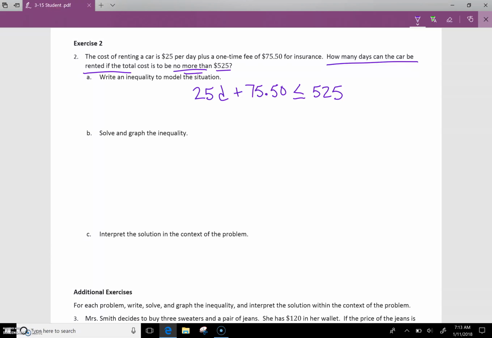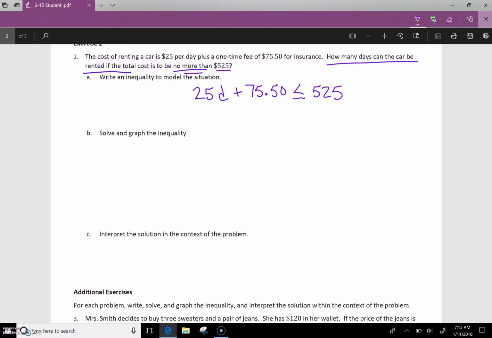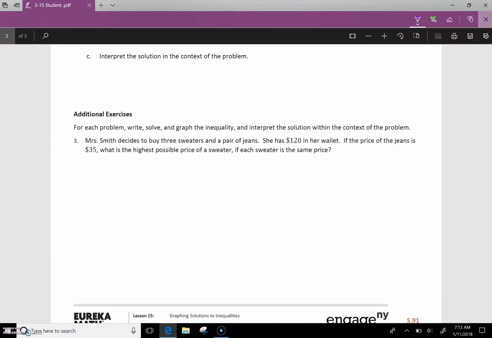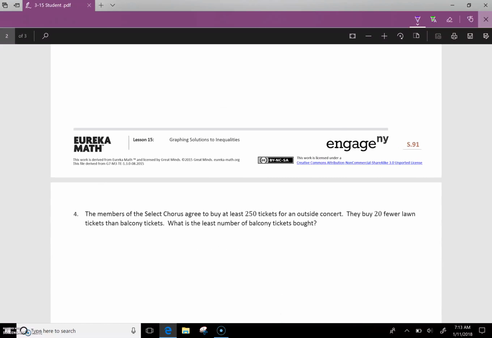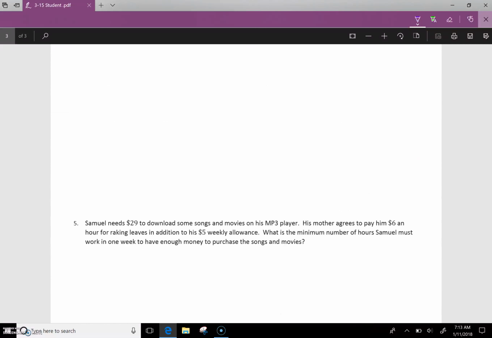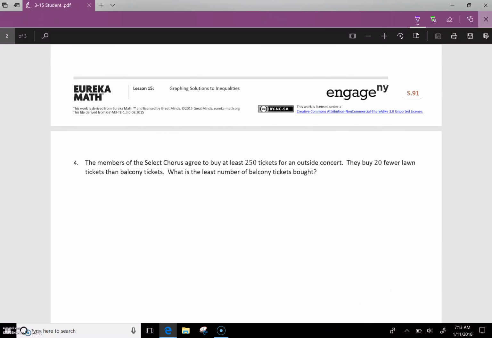Make sure you complete and solve it. And then you do part B and C. Finish the rest of these questions as your homework, but I want you to start them right now and ask questions. Okay?